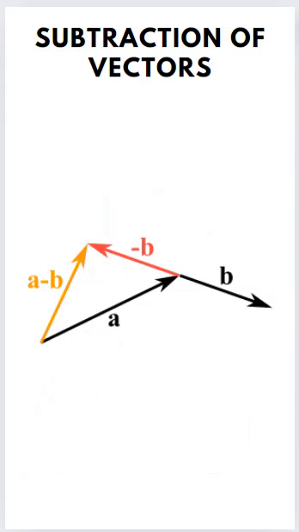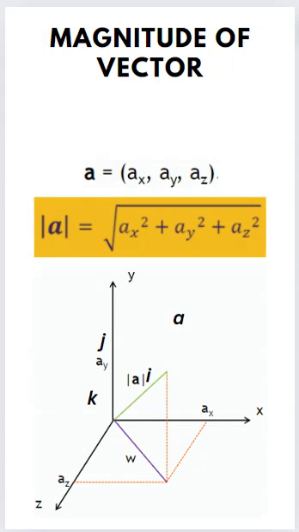In vector algebra, subtraction is done by adding a negative vector. If A and B are two vectors, and we have to find vector A minus vector B, get the vector minus B and put it at the head position of vector A. The line joining the tail of vector A to the head of vector minus B is the resultant vector. The magnitude of a vector is obtained by adding the squares of the components along each axis and taking the square root of the sum. If A is a vector with ax, ay, and az components along the x, y, and z axes, then the magnitude of A is equal to the square root of ax squared plus ay squared plus az squared.